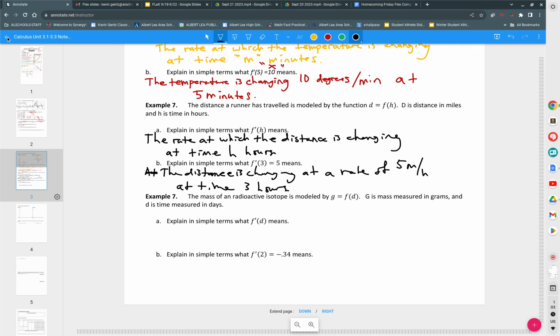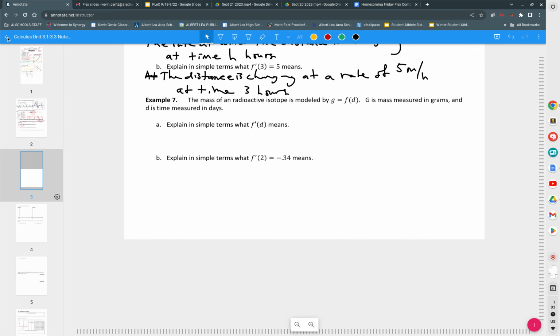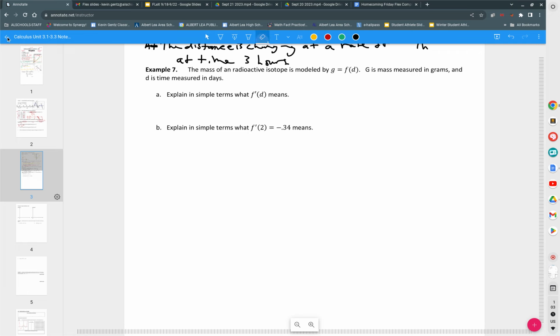Okay? Last one. Mass of a radioactive isotope is modeled by G equals F of D. G is a mass measured in grams, and D is time measured in days. Okay? Does everybody understand? Have you talked about radioactive decay in your science classes? Okay, so a little bit. So sometimes you get a radioactive material that's decaying, and we try to find its half-life, or a certain amount of it left. Well, if you look at the descriptor, G is equal to F of D. So G is measured in grams, so that's the mass, and then D is the number of days.